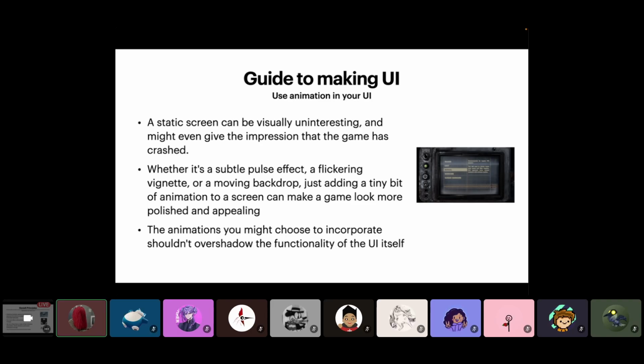I think it sounds a little extra, but at the same time, when a game screen is just static, it could seem like the game has almost crashed or that the game isn't responding. So a lot of games like to do this thing where there's a subtle pulse or flickering in the back or some moving elements, such that it makes the game a little more engaging, aesthetic, and also makes sure that the player knows the game isn't crashing. But at the same time, when you're adding animations, you need to make it simple so that it doesn't overshadow the UI.